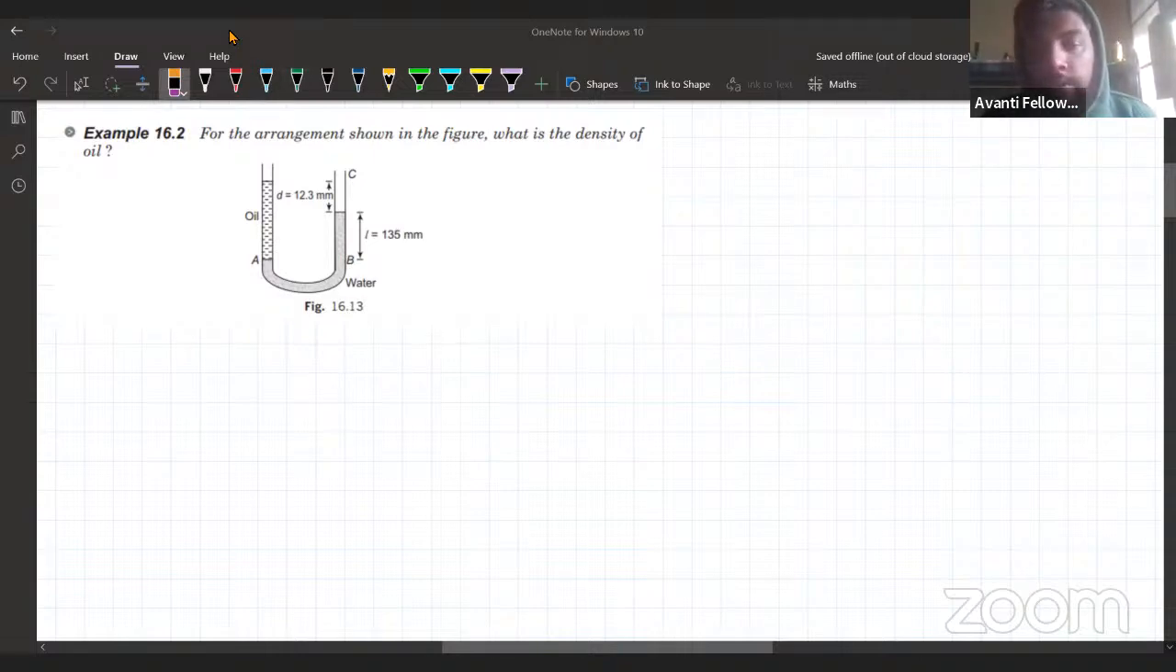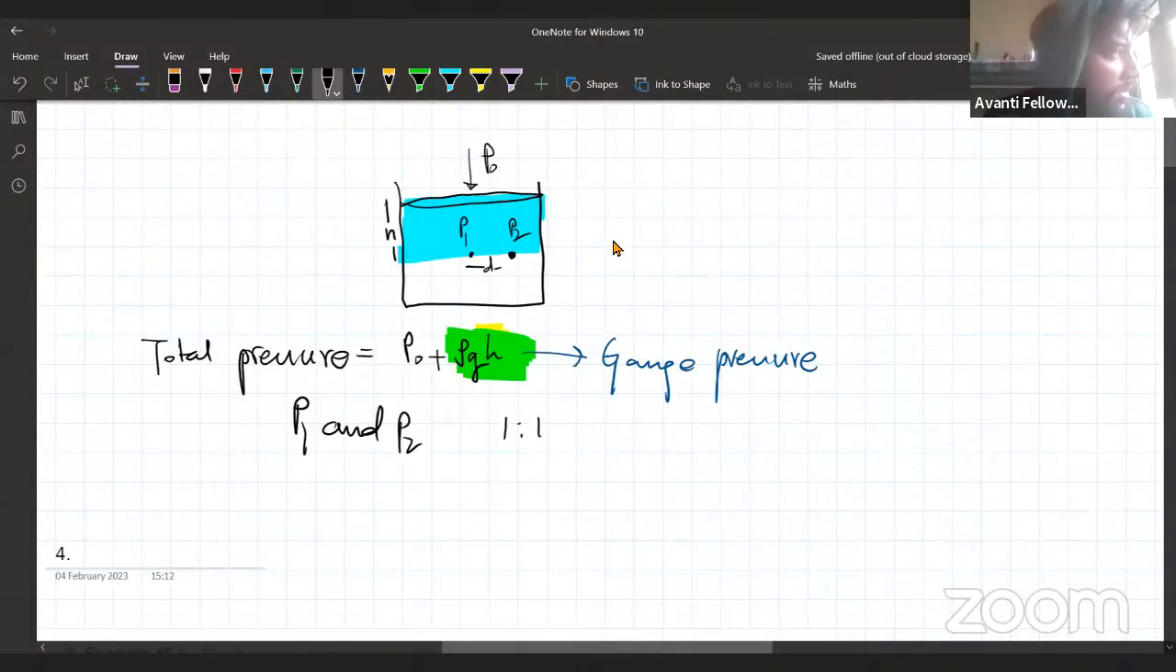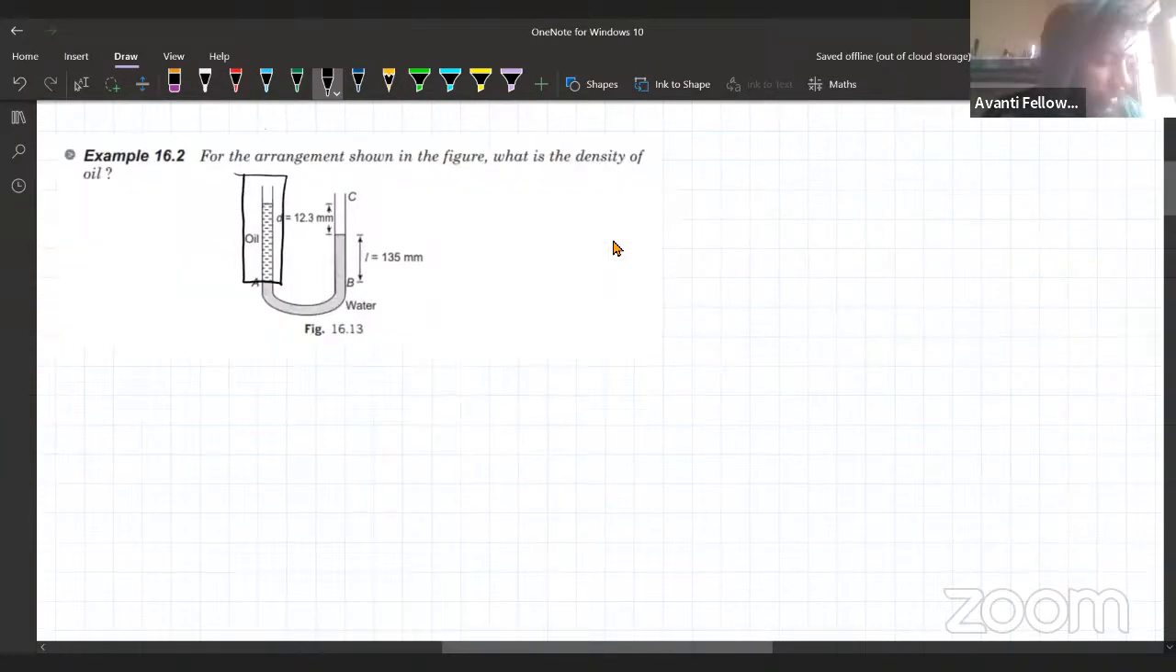Okay, let me solve this question. So see, I'm taking only this part. Can I say this part is equivalent to what we have seen in the recall? We can say that. Now, what is the atmospheric pressure here? Let's say it is P naught.